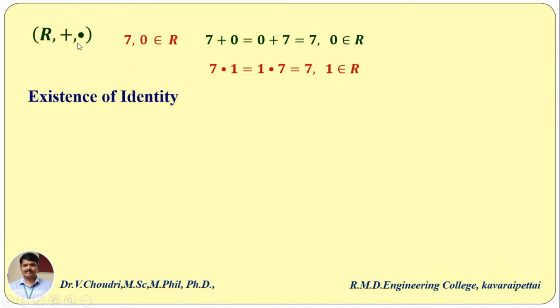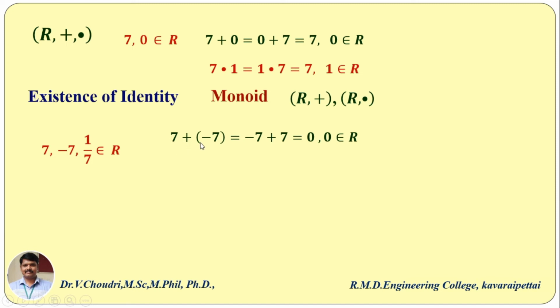If a set satisfies closure, associative property and existence of identity, then it is called a monoid. So here R is a monoid under plus, and R is a monoid under dot. I am taking 7, minus 7, and 1 by 7, which belong to the real numbers. See, 7 minus 7 or minus 7 plus 7 equals 0. 7 into 1 by 7 or 1 by 7 into 7 equals 1.